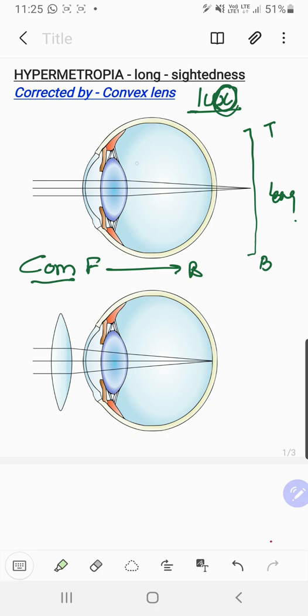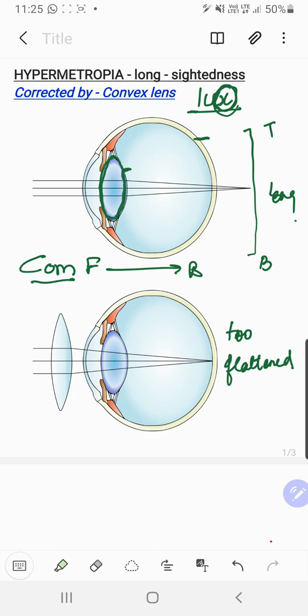The other possible reason is related to the lens. The first reason was related to the shape of the eye. The second one is related to the shape of the lens. Here you will write that the lens becomes too flattened. Too flat or too flattened. That means you will not talk about the curve here. Rather you say that the lens has become too flattened.